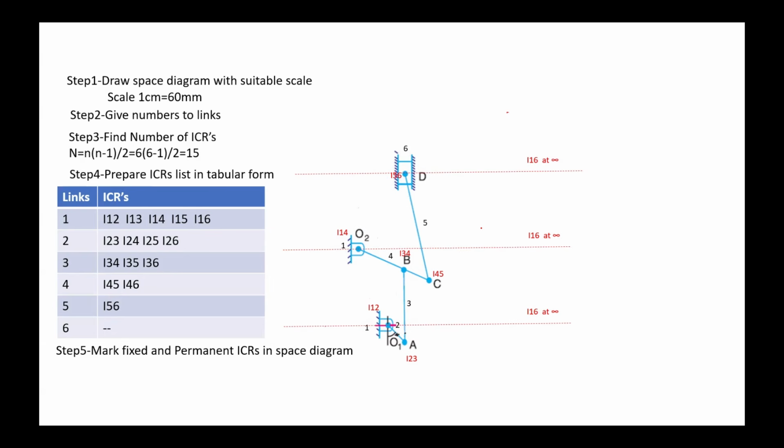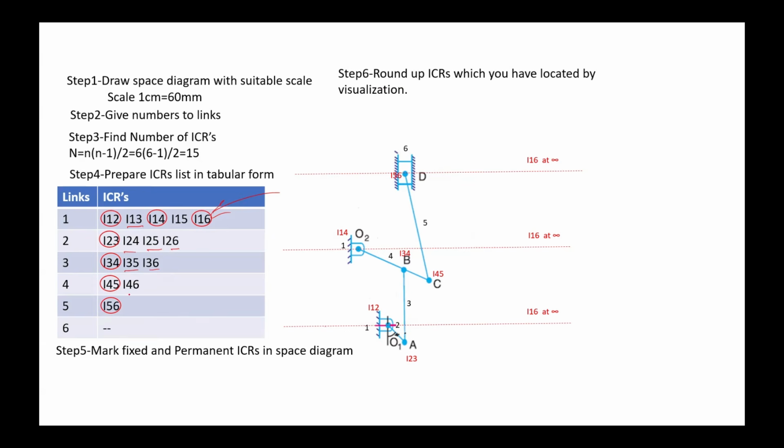Then in your table, you have to round up all the ICRs which you have located already by visualization, right? So these are the ICRs which we have rounded up. These are the ICRs which already got located. So all the rounded ICRs are already located. But the ICRs which we have not rounded, those you have to locate.